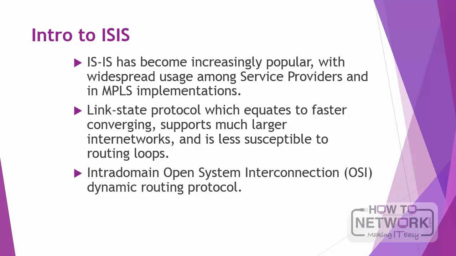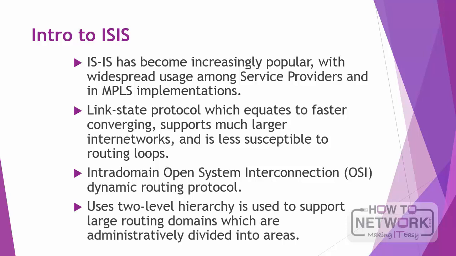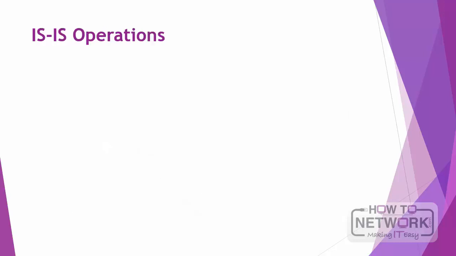ISIS uses a two-level hierarchy, and it's used to support these large routing domains. A large domain may be administratively divided into areas. From a high level, ISIS operates as follows.